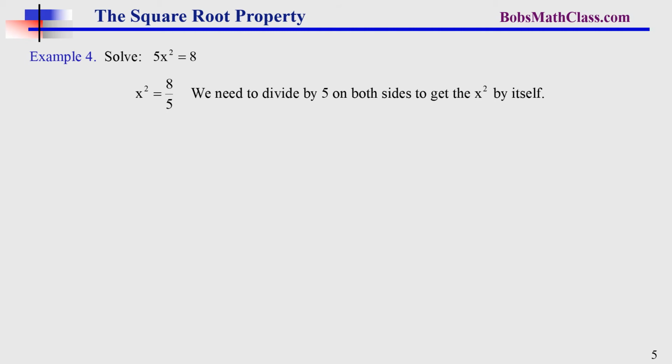Now we could use the square root property. So a lot of people will use the square root property too soon. You need to get something squared by itself, whether it's a binomial squared or a variable squared. Square root property: get rid of the square on the left-hand side, put a square root on the right-hand side, and don't forget the plus and minus.